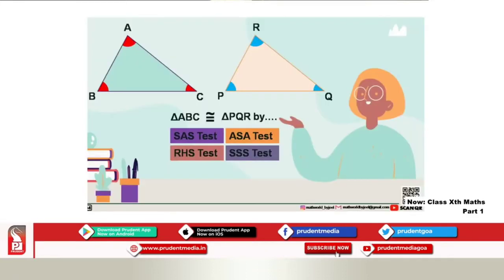Now, a triangle is basically made up of 3 sides and 3 angles. So total 6 ingredients required to make a triangle, right? So 3 sides, 3 angles. Same way, if I have another triangle, that triangle will also have 3 sides and 3 angles.